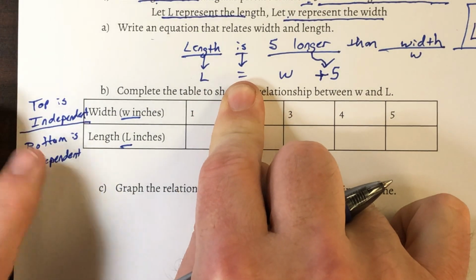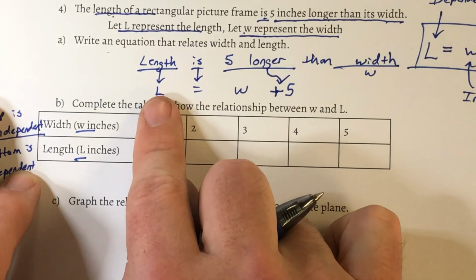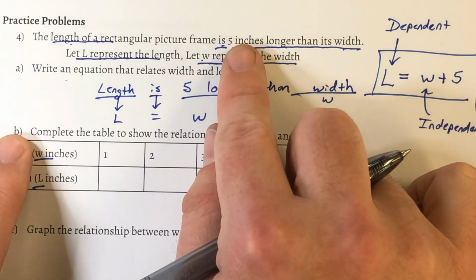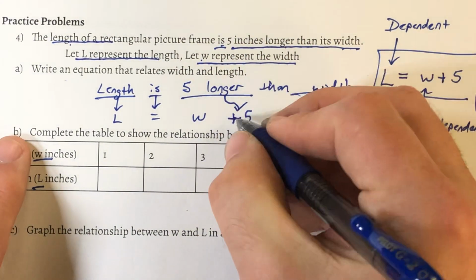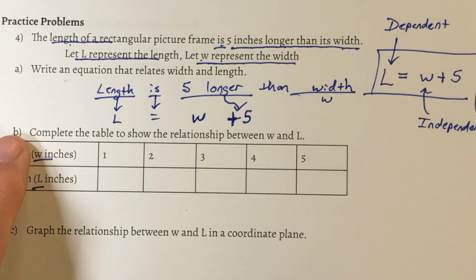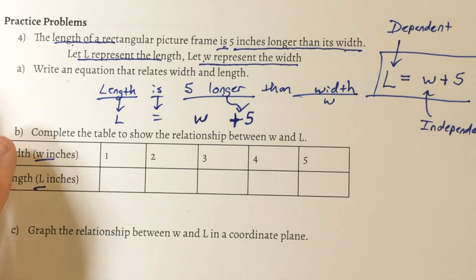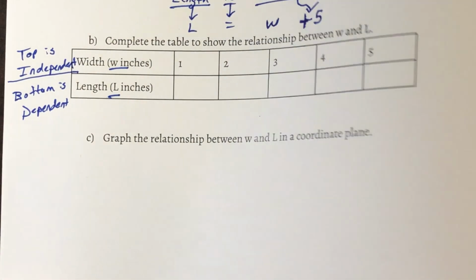Where would you go from there? Well, you ask, what does L stand for? Length. And then you ask, what is the length? Well, the story says it's going to be 5 longer than the width. So that's where you would come up with 5 more than the width. And you'd be able to finish your equation. Okay, let's move on.